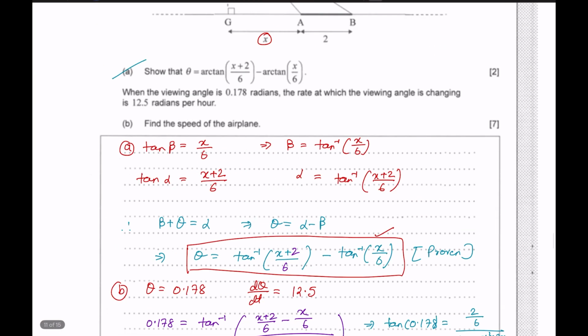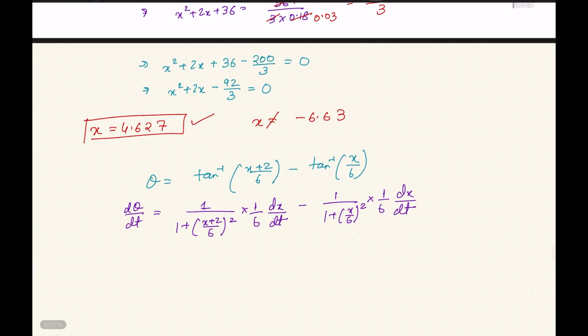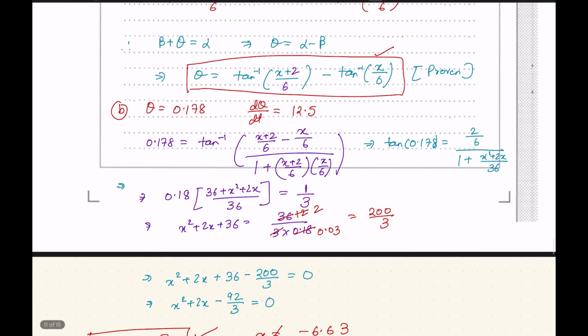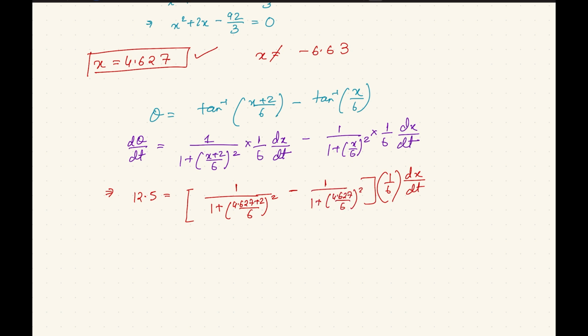Okay. Now, in this question, they're finding the speed of the airplane. The airplane speed will be dx over dt, change in distance over time. So from here, I know x, I know d theta over dt. I just have to solve for dx over dt. The d theta over dt would be 12.5. I'll take 1 by 6 common outside. So it'll be 1 by (1 + ((4.627 + 2) by 6) whole squared) minus 1 by (1 + (4.627 by 6) whole squared).